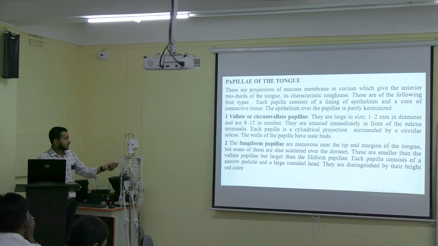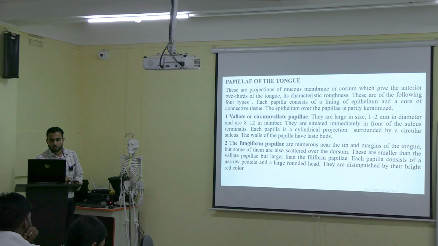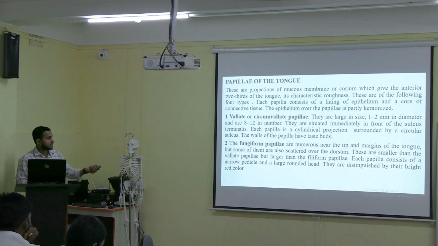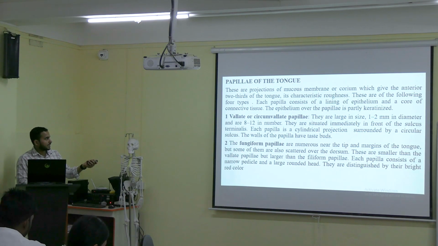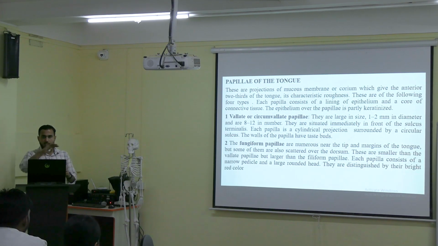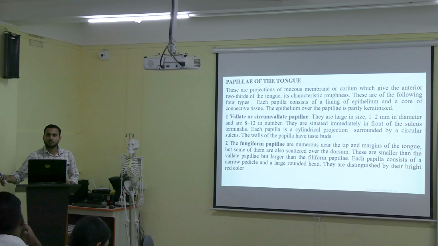Different types of papillae are there. The largest one is the circumvallate papillae. If you see the size, it is approximately 1 to 2 millimeter in diameter and 8 to 12 in number. Now exactly where they are situated, you can see, immediately in front of the sulcus terminalis. In front of the sulcus terminalis, these circumvallate papillae are present. Now each papilla is a cylindrical projection surrounded by a circular sulcus. So there will be a cylindrical projection, then a sulcus, and then there will be another circumvallate papilla.